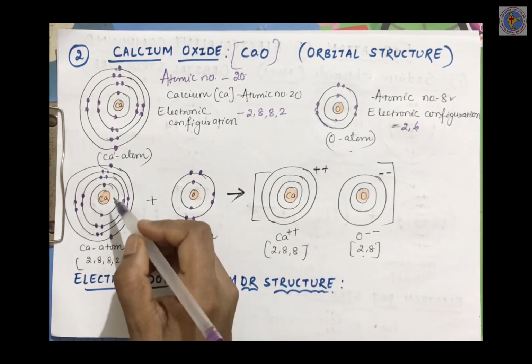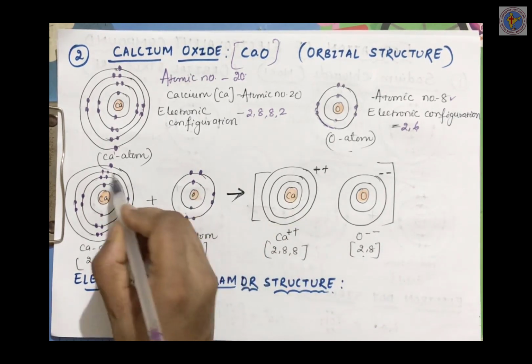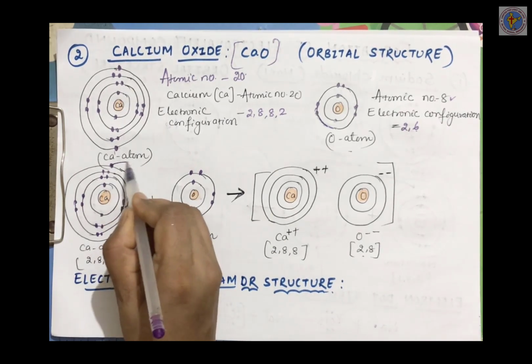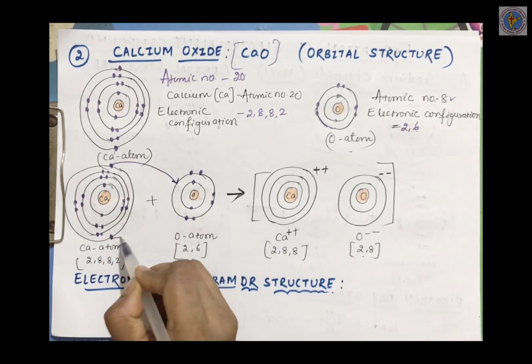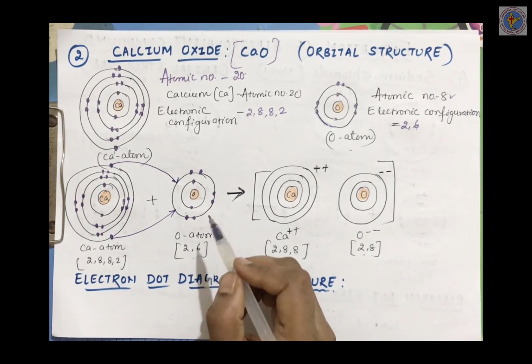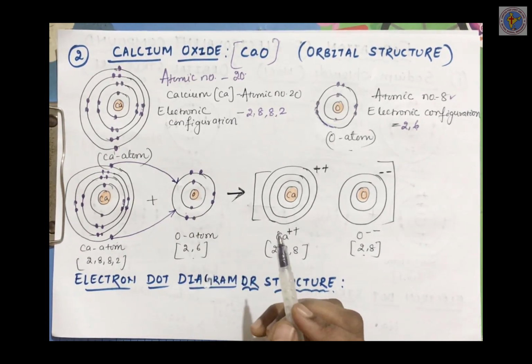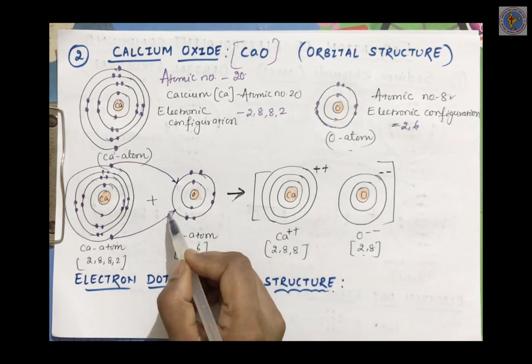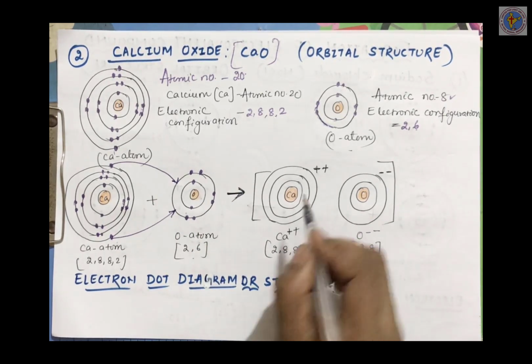So here they are going to lose 2 electrons. For example, calcium. Okay, so here 1 electron and this 1 electron, both the electrons which were present in the outermost shell, were transferred to the oxygen atom. Okay, after this, what happens?